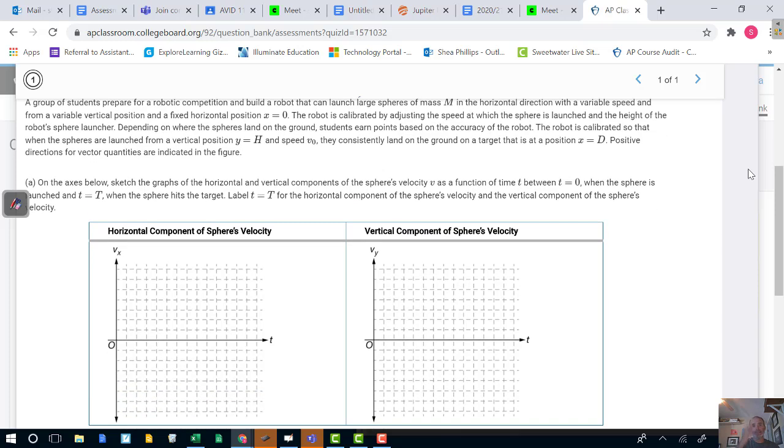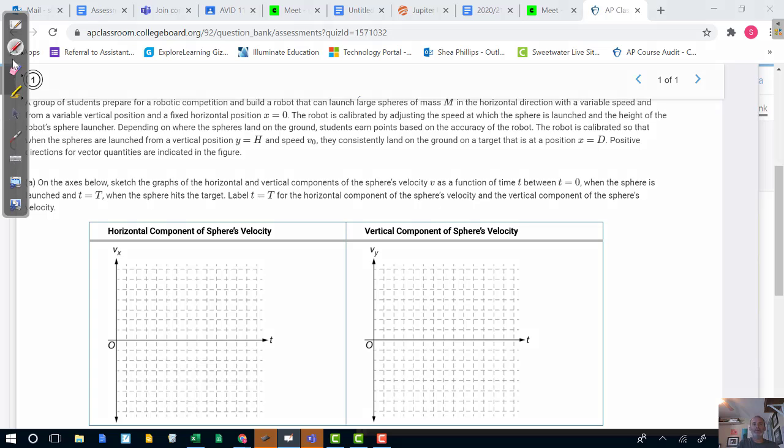So it says on the axis below, sketch the graphs. And so we're going to sketch the graphs and look at what's on the graph. We have v sub x and v sub y. So we're only looking at the components, the part of the velocity that is in these directions. In the y direction, up and down, and left and right. So let's think about this.